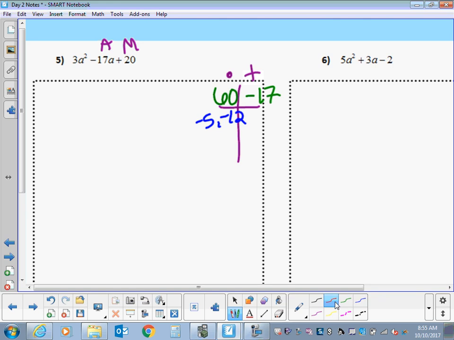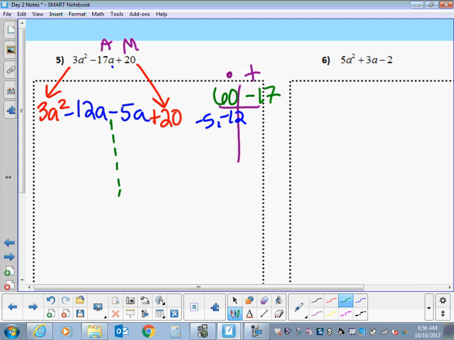Once I have my factors, I pull down my first. So we have 3a squared. I pull down my last, which is positive 20. Alright, in this case, I'm going to write my negative 12 first, just because it goes better with my 3. You guys see that? Alright, so instead of x, I'm going to write a. That's our middle term. So negative 12a minus 5a. I just plug them both in. If you wanted to put the 5a first, that is perfectly fine.